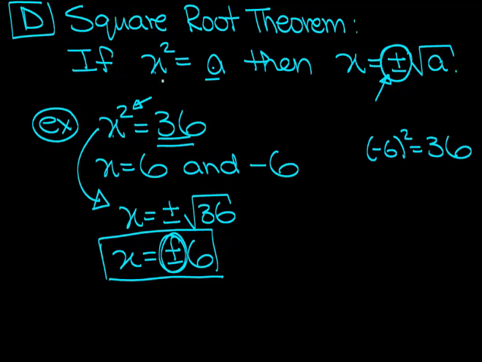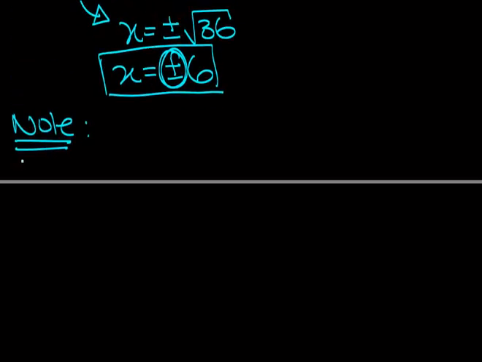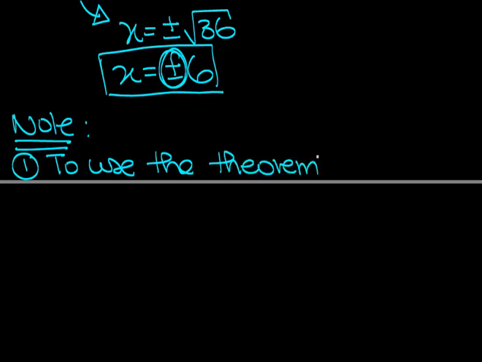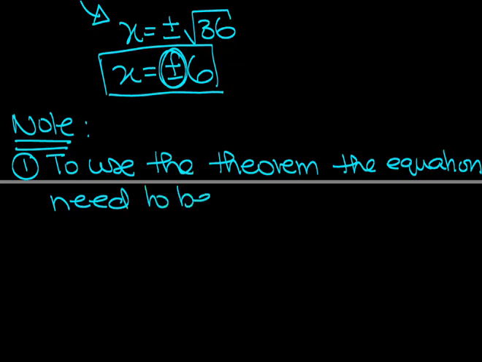Now to use this theorem, you can clearly see you need a what? A square and a number. So just remember that. So let me put that down. Note one. To use the theorem, we need the equation, the equation needs to be in the form x squared is equal to a.